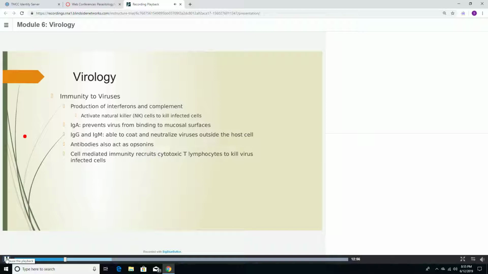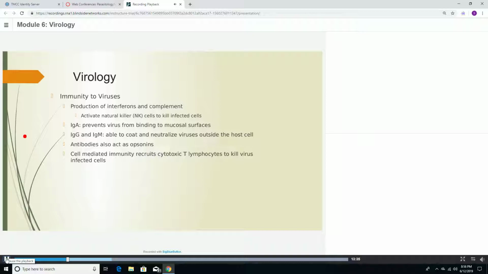IgM antibodies are produced during an early stage of the immune response. So these antibodies are our primary response. So IgM with our IgG antibodies are able to provide strong defenses because they're going to coat these organisms and essentially get rid of them before they have a chance to replicate. From there, we have cell-mediated immunity, which provides assistance by recruiting our cytotoxic T lymphocytes, and these lymphocytes are actually going to kill virally infected cells.